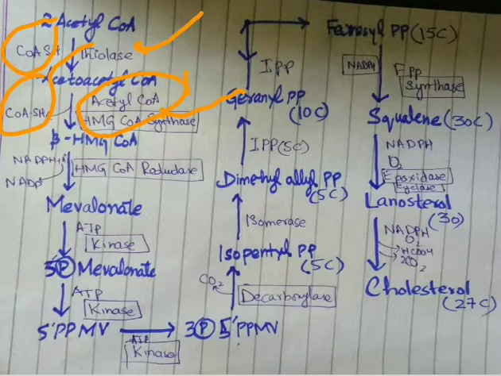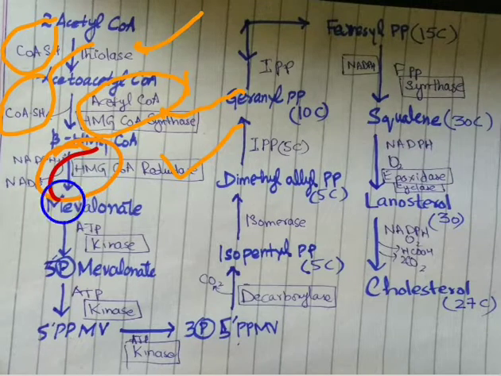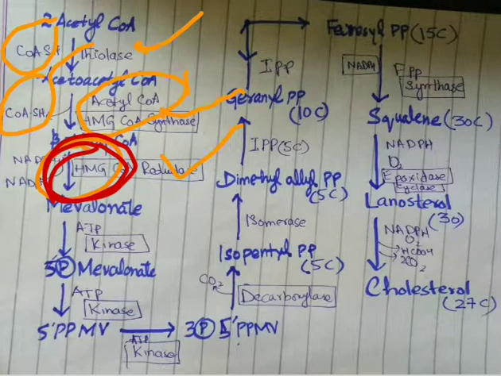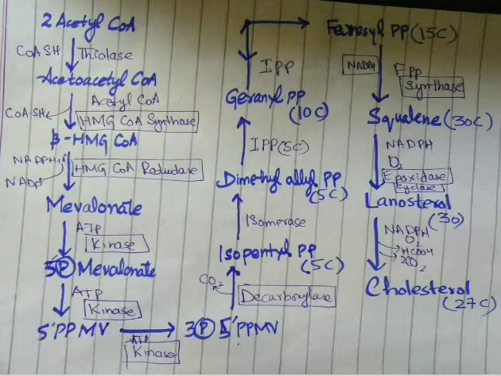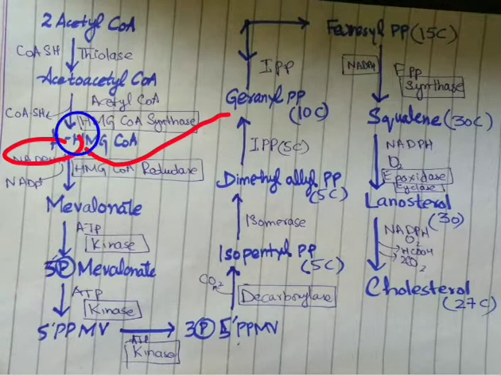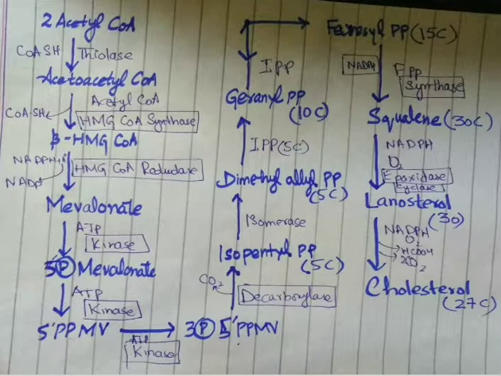In the third step, HMG CoA reductase is utilized, and this is the main step of this whole process. HMG CoA reductase is required. I have also told you earlier that this is the rate limiting step, so the whole process depends on this step. Then NADPH is required, and where does the NADPH come from? NADPH comes from the HMP shunt, which you can listen to in my next lecture.